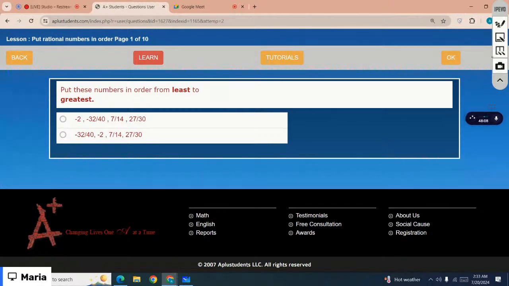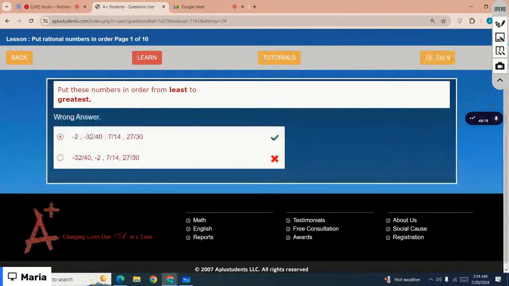Option number 2 is the correct option, right? Option number 1 is the correct option, sorry. Basically, the negative numbers are smaller than the greater ones. So you have to arrange them one by one, right? So negative 2 is the smallest one.